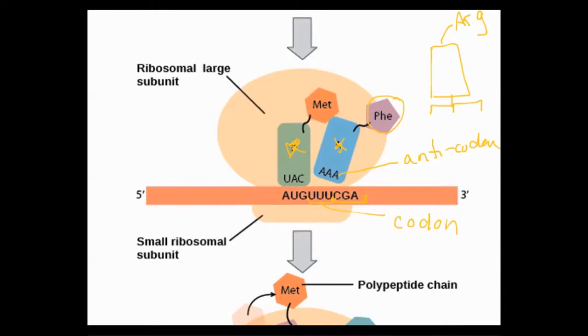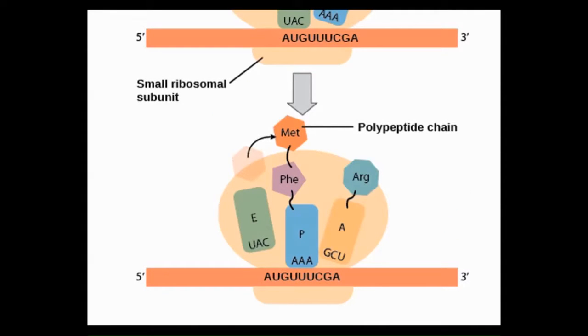If we have CAG in our messenger RNA codon, then C goes with G, G goes with C, and A goes with U. So this should be what our anticodon should look like for the next one that's coming in. Let's see if we got it right. We did. We can see that this transfer RNA right here is bringing in the amino acid ARG, and that the anticodon is GCU.